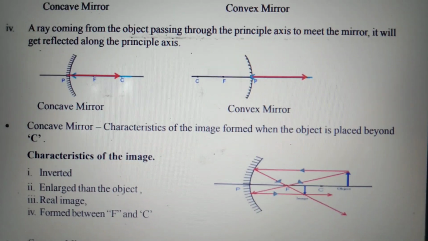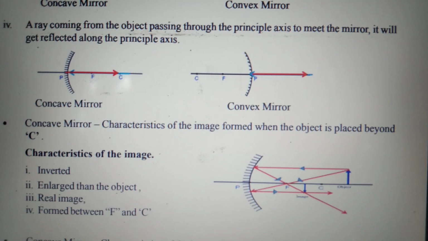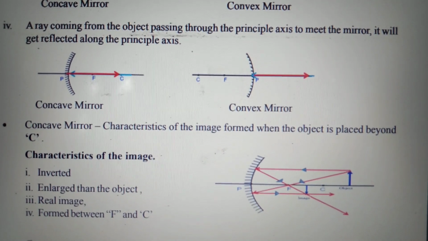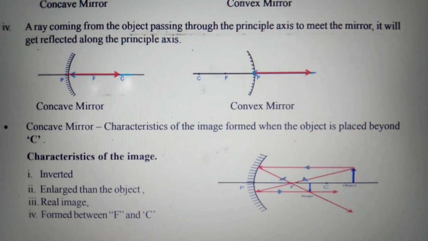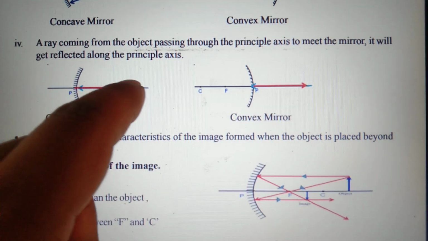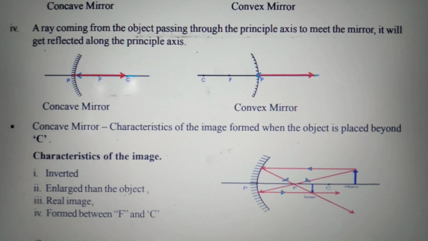Okay children, a ray coming from the object along the principal axis to meet the mirror will get reflected along the principal axis. See, it is coming in one direction, again it goes in the opposite direction but along the same path.